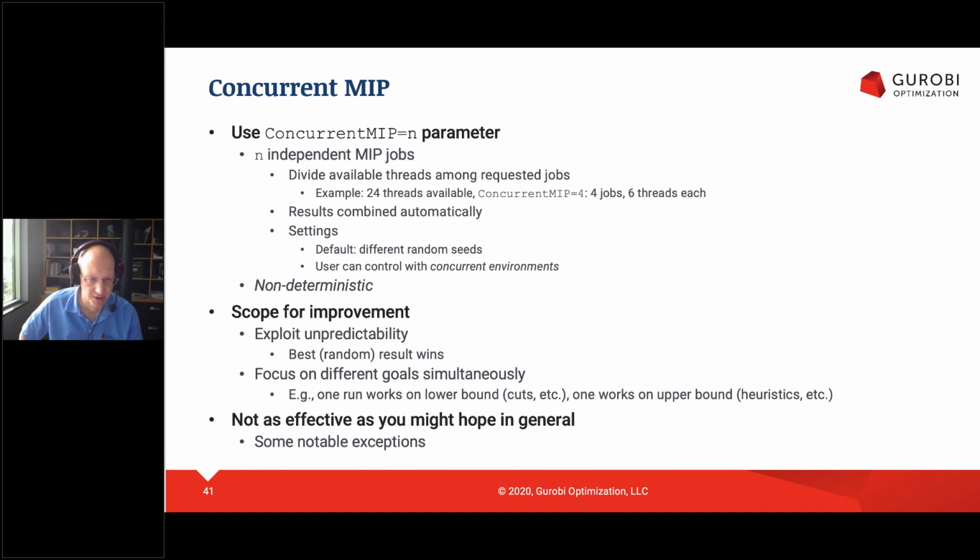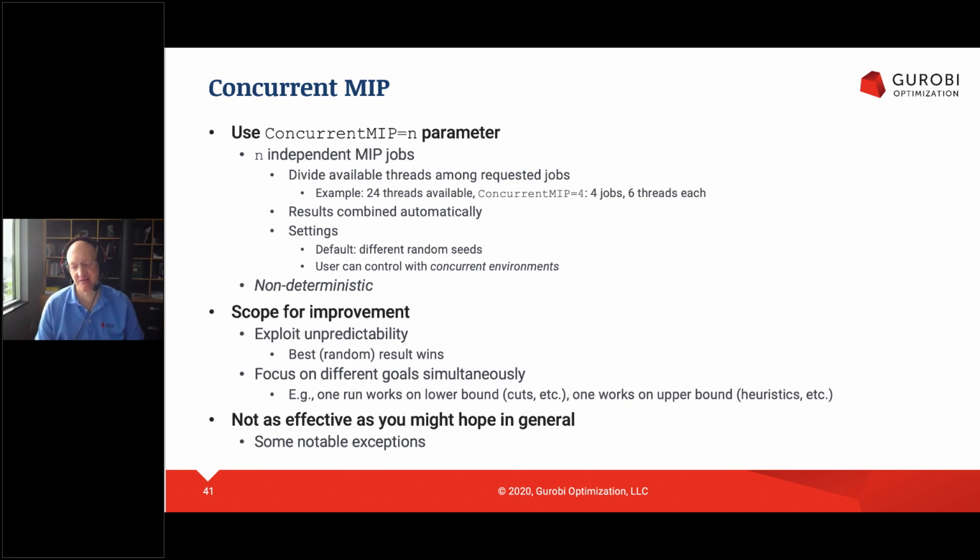First one I want to talk about is concurrent MIP. The options I've talked about so far in MIP, basically you've got multiple cores that are all exploring the same tree. With concurrent MIP, you can have multiple cores exploring different trees, so totally different independent jobs. And it's actually pretty simple to exploit this. We've got a parameter, concurrent MIP. You just set this to the number of jobs you want to run simultaneously.